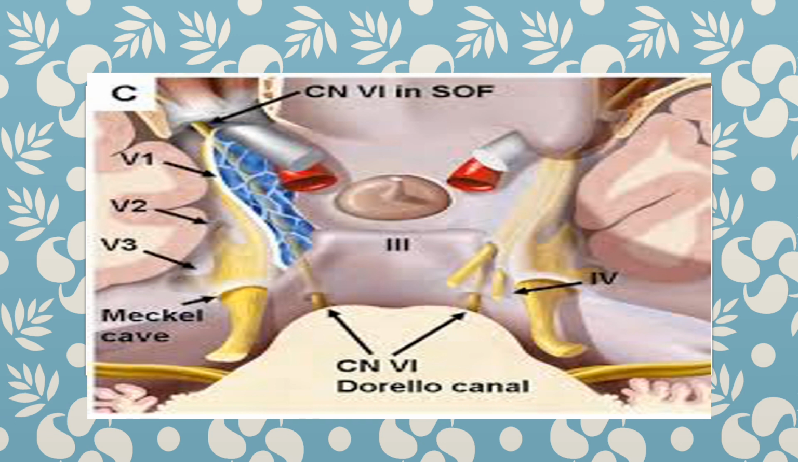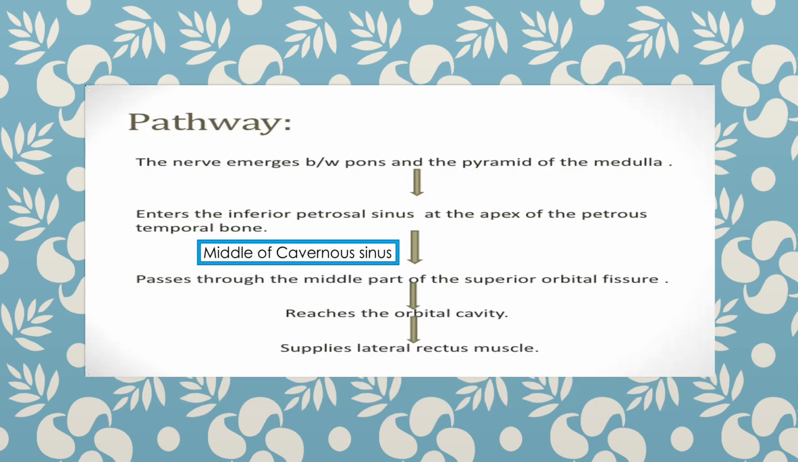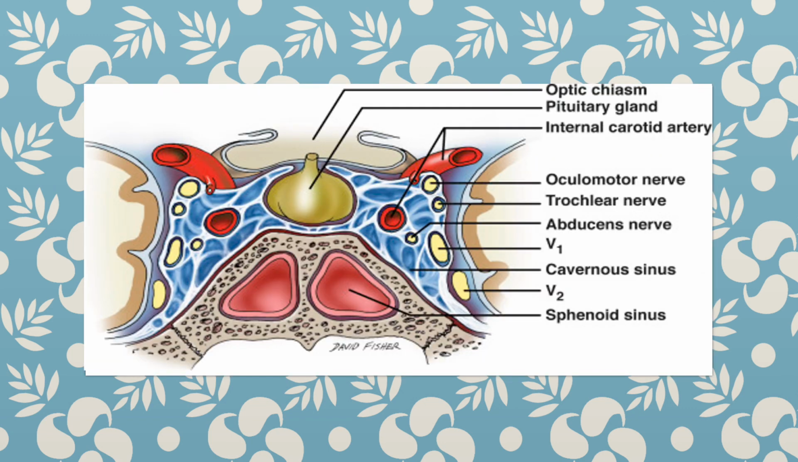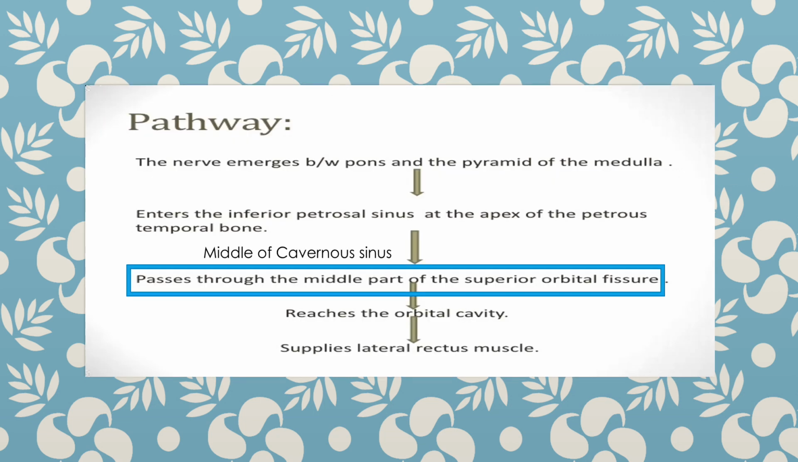Again you can see here the Dorello's canal and the presence of the abducens nerve in it. From this canal, the abducens nerve enters into the cavernous sinus. Unlike the trochlear nerve, the abducens nerve is present in the middle of the cavernous sinus, very close to the internal carotid artery. From the cavernous sinus, it enters into the superior orbital fissure from its middle part to go into the orbital cavity.